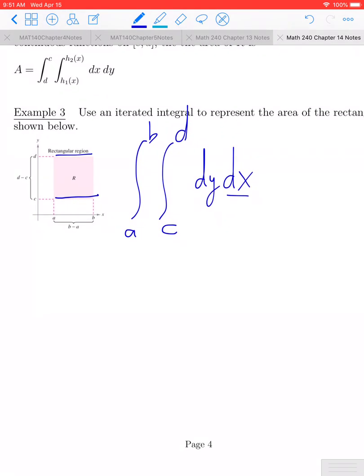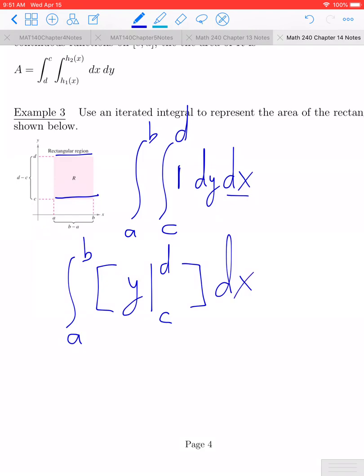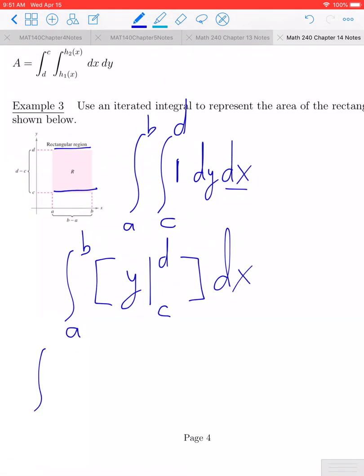Let's integrate with respect to y first. The antiderivative of dy, or just one dy, would be y. We now need to evaluate that from c to d. This will be the definite integral from a to b. If I stick in the upper limit of integration, I get d, subtract, stick in the lower limit of integration, we get c. So this ends up being a constant.